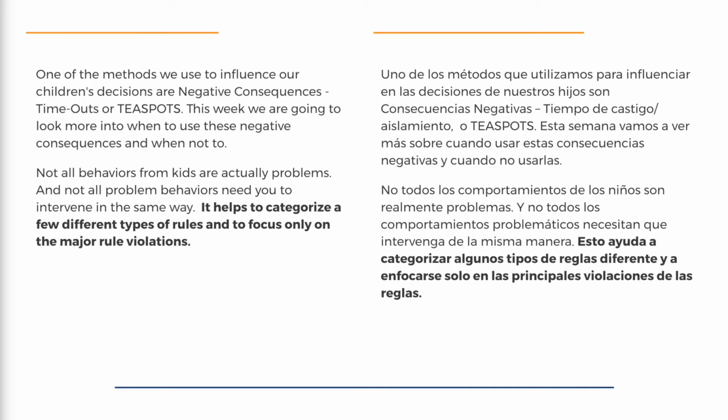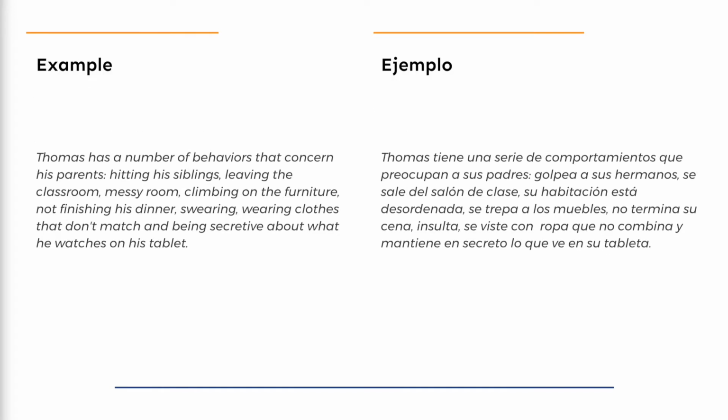One of the methods we use to influence our children's decisions are negative consequences, timeouts, or T-spots. This week, we are going to look more into when to use these negative consequences and when not to. Not all behaviors from kids are actually problems, and not all problem behaviors need you to intervene in the same way. It helps to categorize a few different types of rules and to focus only on the major rule violations.